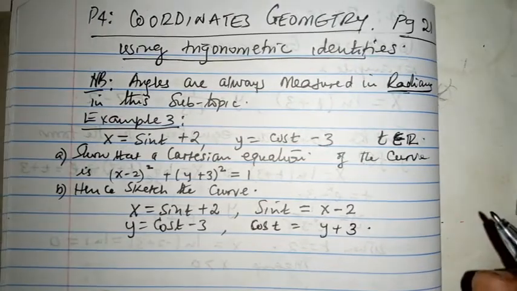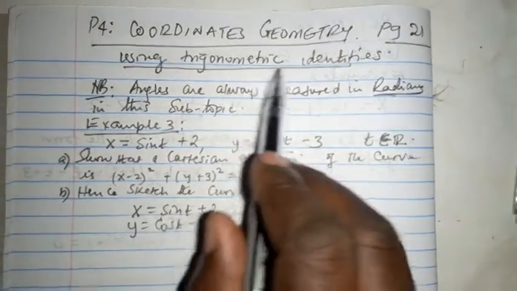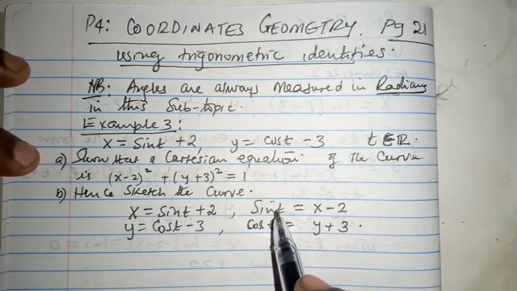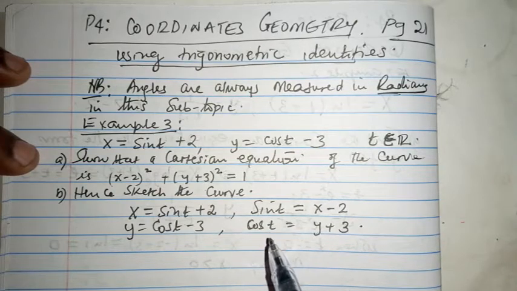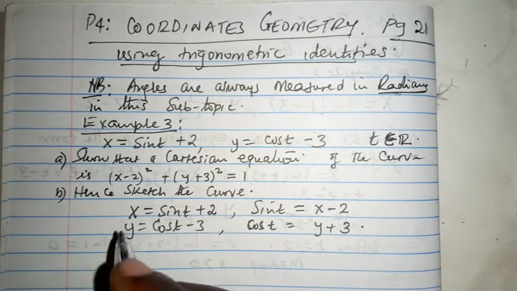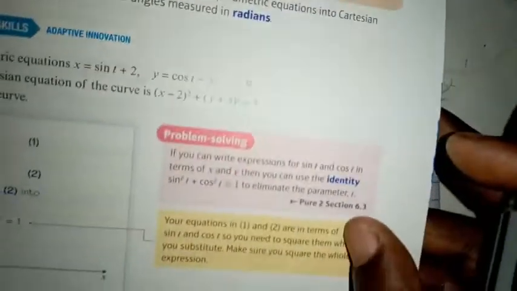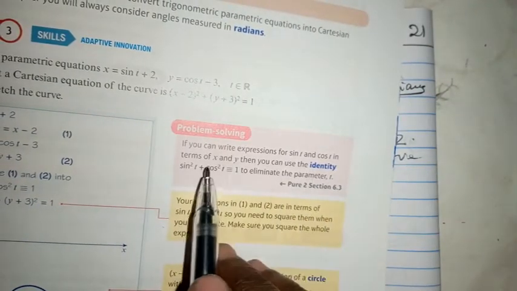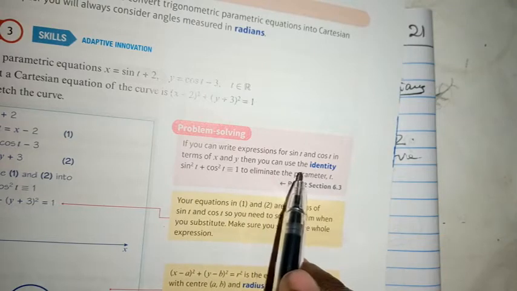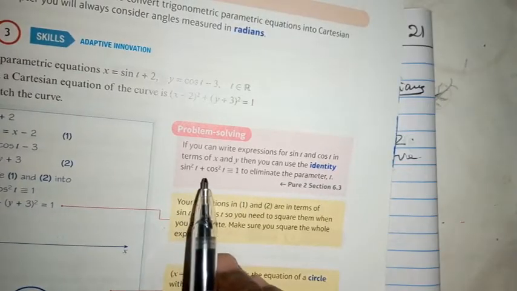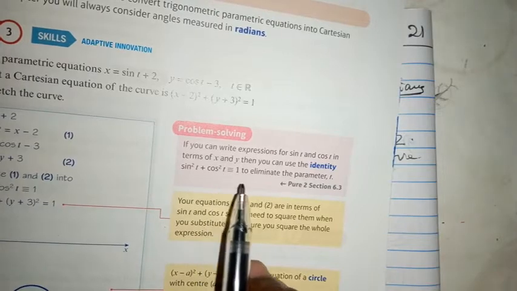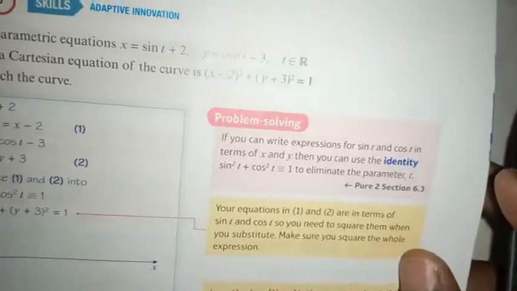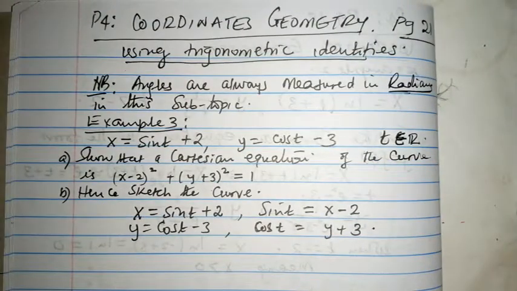The very basic trigonometric identity that easily combines sine of anything with cosine of anything is this. We are also told in the pink pages here that if you can write expressions for sine t and cosine t in terms of x and y, then you can use the identity sine squared t plus cosine squared t equals 1 to eliminate the parameter t. That is a very good piece of advice to us.